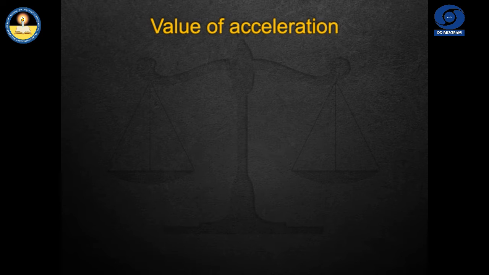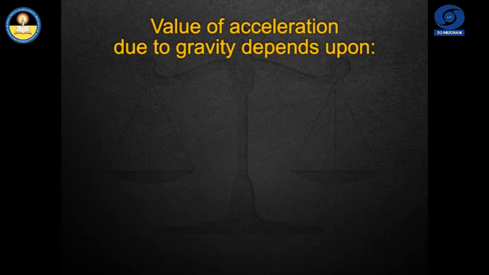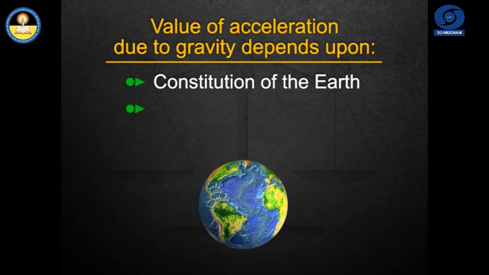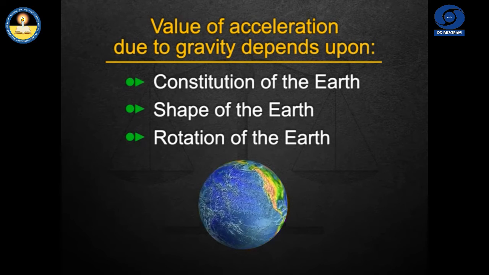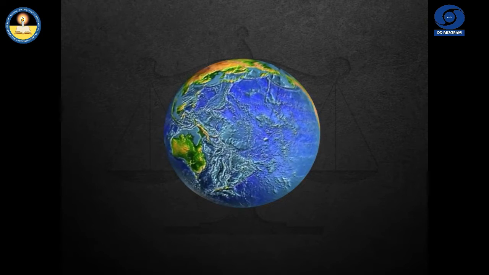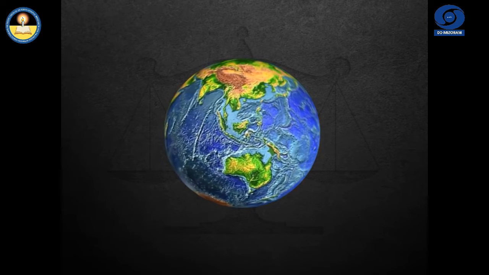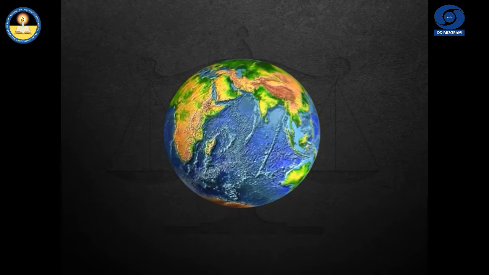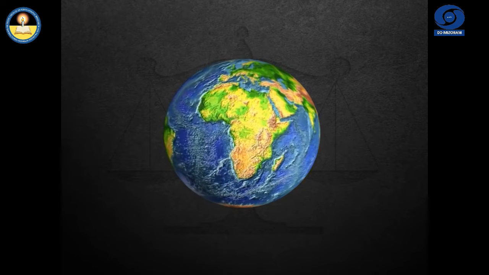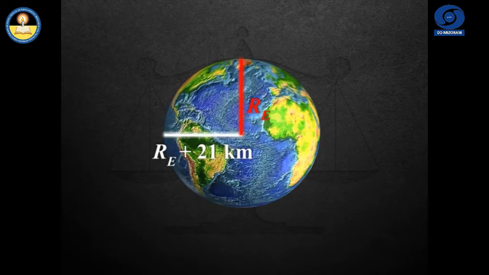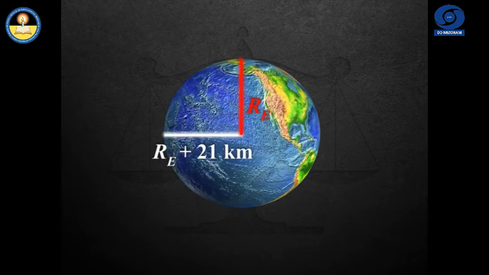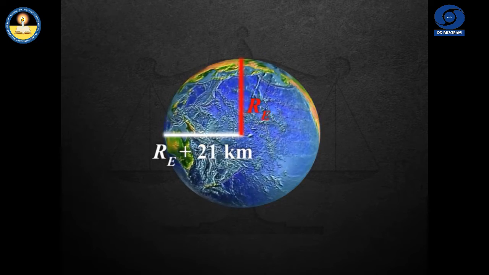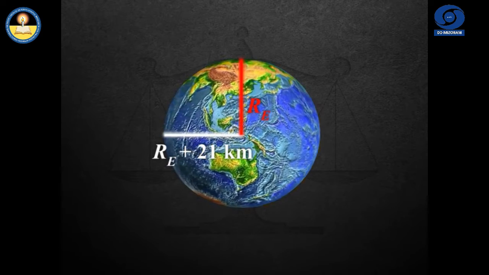The measured value of acceleration due to gravity is different from the actual value due to some natural factors such as the constitution of the Earth, shape of the Earth, and rotation of the Earth. For example, in the formulation for acceleration due to gravity, the Earth was assumed as a uniform and stationary sphere. But our Earth is not a sphere. It is an ellipsoid. Its equatorial radius is greater than its polar radius by 21 kilometers. Because of this, acceleration due to gravity is greater at the poles than at the equator.